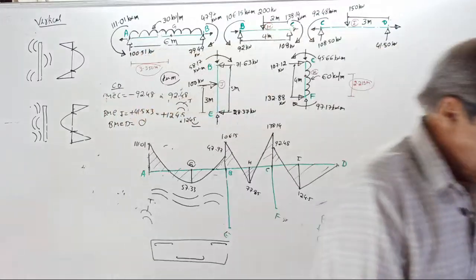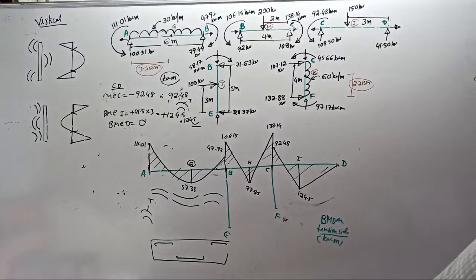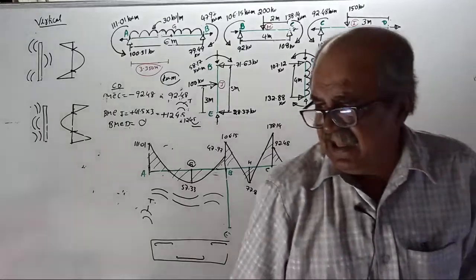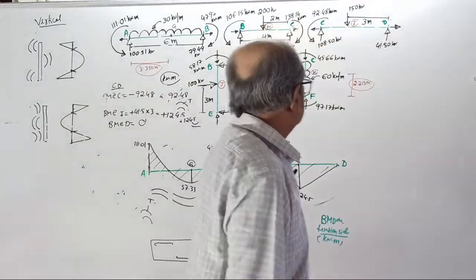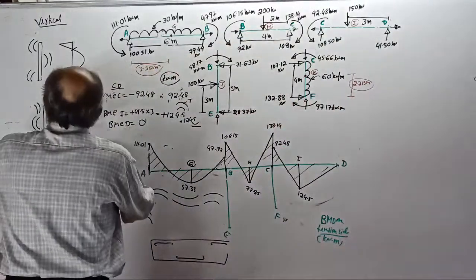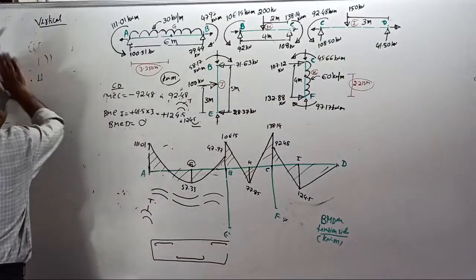Tell me. For a vertical member, there will be full clarity if you draw the BMD on which side? Sagging, hogging basis or tension side? Tension side is most powerful. But to draw the BMD on the tension side, you have to do calculation.